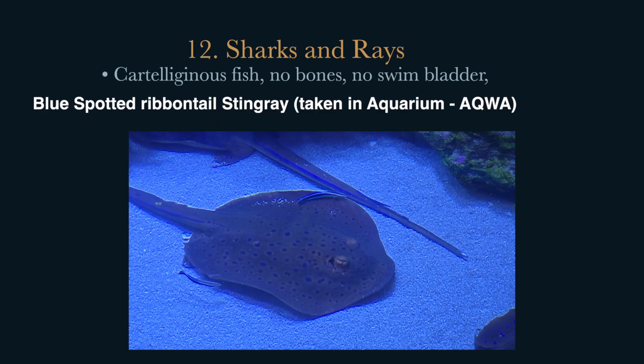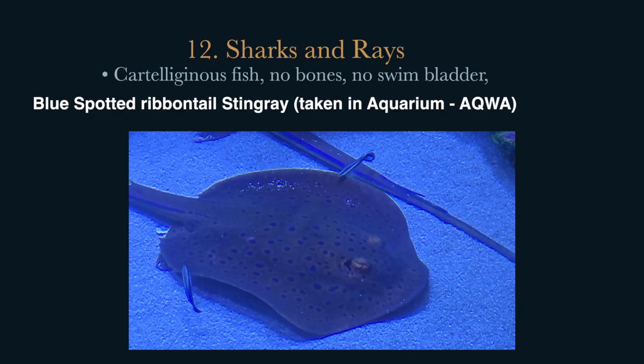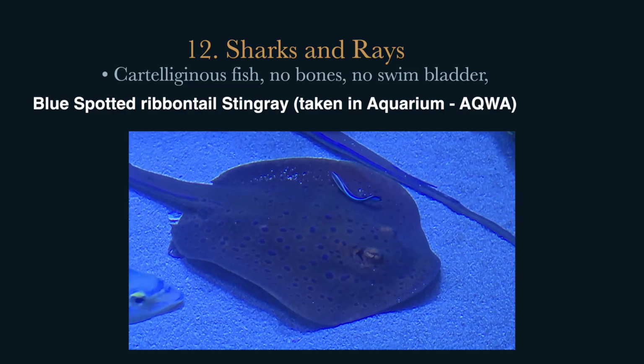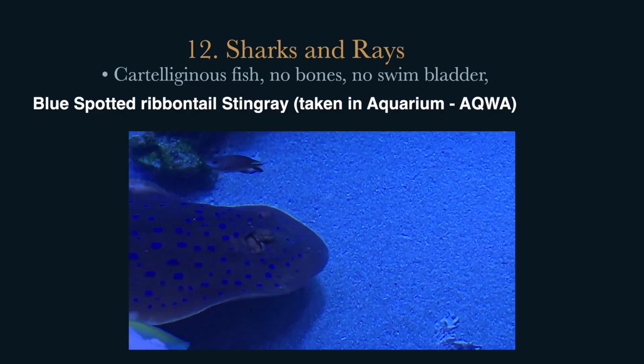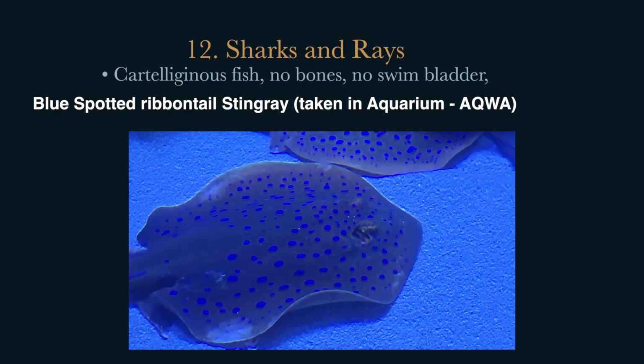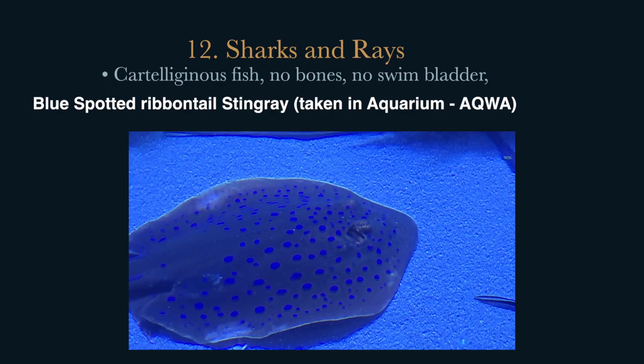Blue spotted ribbon-tailed stingrays and blue stingrays are pretty stingrays found in the tropical zone from Shark Bay north only, but they're found all over the tropical Indian Ocean and into the South China Sea.